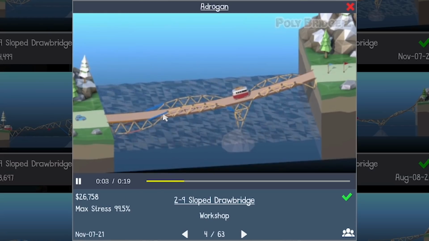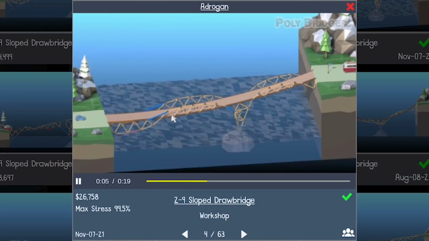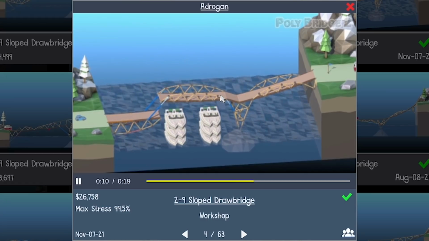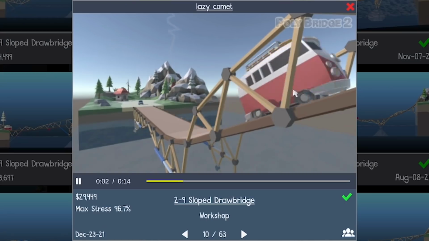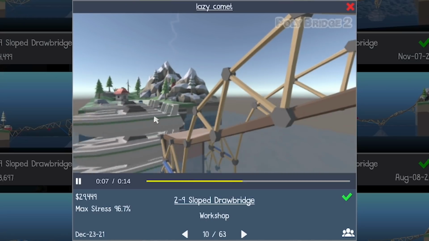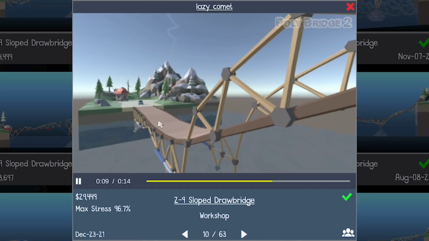All right, this one's really cheap, but it has two hydraulics. That's interesting. How do they work then? Oh, they lift and rotate. Good work, Adrigan. This one is pretty cool, Angle Lazy Comet. Using a little bit of modding there. Oh, it goes down into the water. Nice, I like that. I like that a lot.